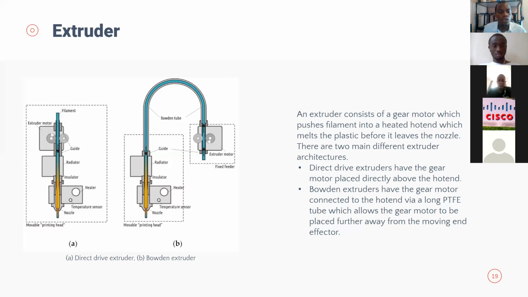The Bowden extruder is also quite common, like the printer I have here. Basically, this has a tube. If you look, we have a tube. I'll show you on the printer. You already saw there is a tube.